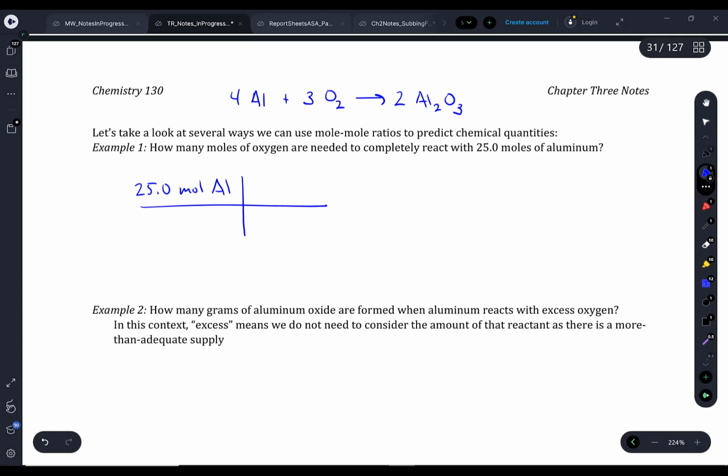For every 4 moles of aluminum, I will need 3 moles of oxygen. Good. So that's 25 times 3/4, which is 18.75. Significant digits require me to round.